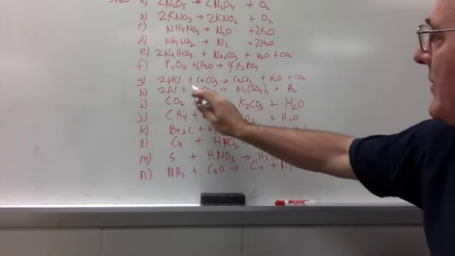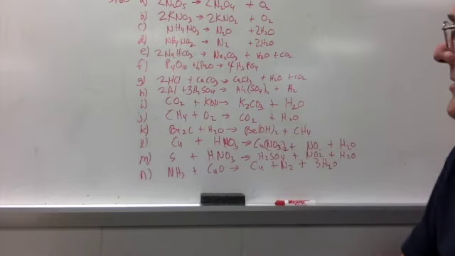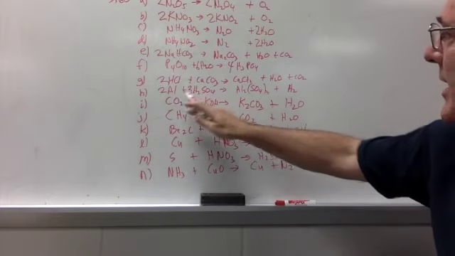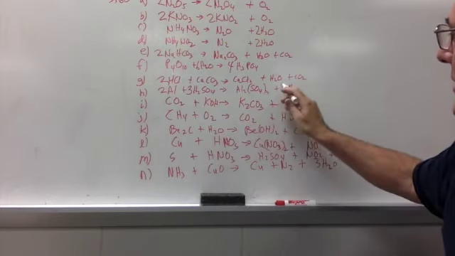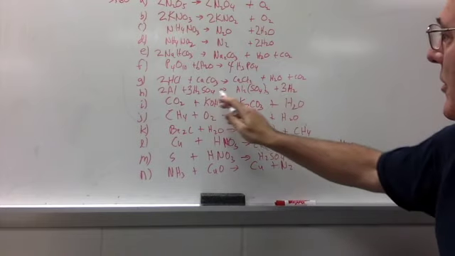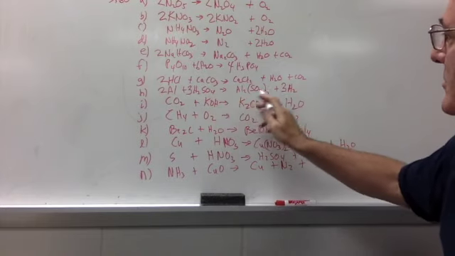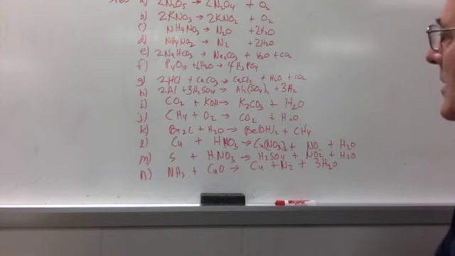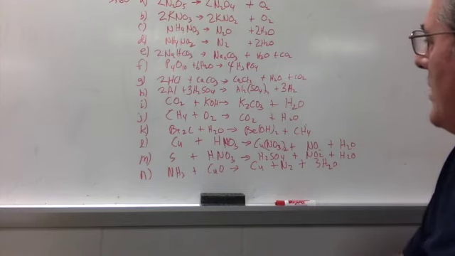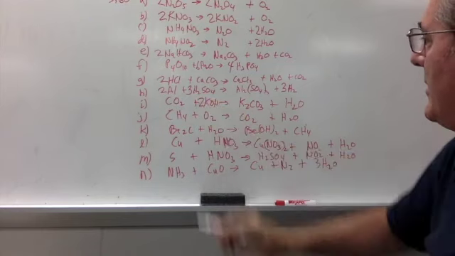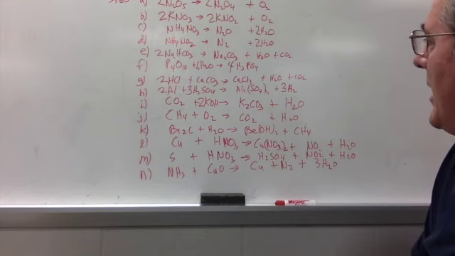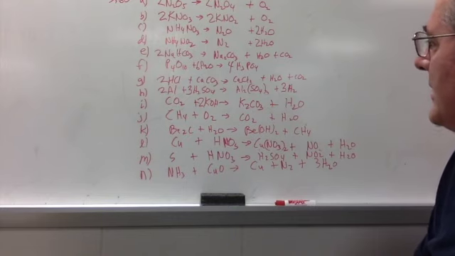3 sulfates. I need to triple that. 2 Al, 2 Al. 6 H's. I need to triple that. 3 sulfurs, 12 oxygens, 12 oxygens. CO2 plus KOH, 2 K's. I need 2 K's here. And that does it. That takes care of it.